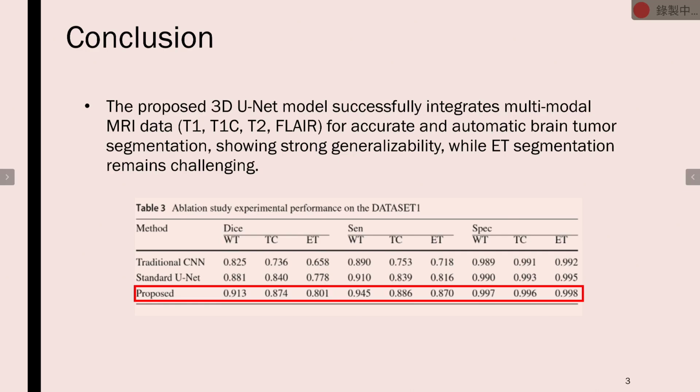In summary, the proposed 3D UNet can effectively integrate four types of MRI modalities: T1, T1 contrast, T2, and FLAIR. It provides accurate segmentation of tumor regions and shows strong generalizability. However, the segmentation of the enhancing tumor remains the most difficult due to its features.